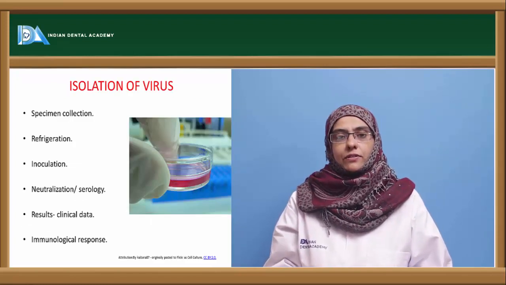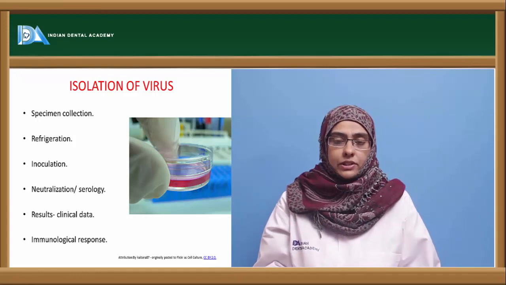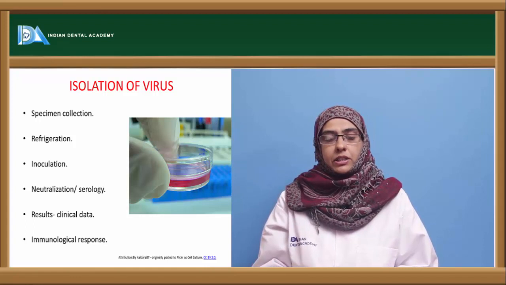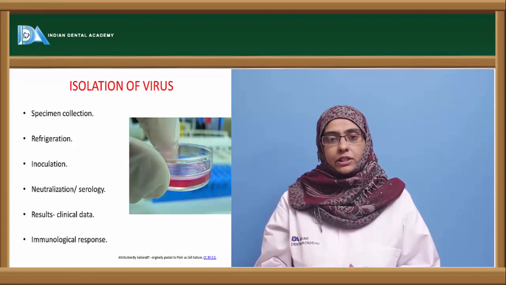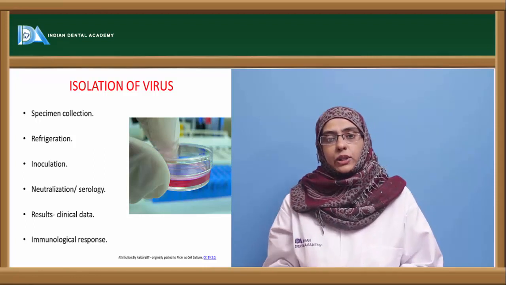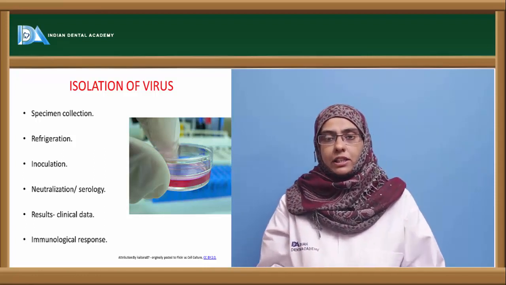Next is the isolation of the virus. As we know, these viruses cannot be easily grown in artificial media. They require a living host as they are obligate intracellular parasites. So there was a difficulty in isolation of the virus initially, but now with the help of different techniques, we are able to isolate the viruses in the lab and identify the viral strain that is involved in the pathogenesis.